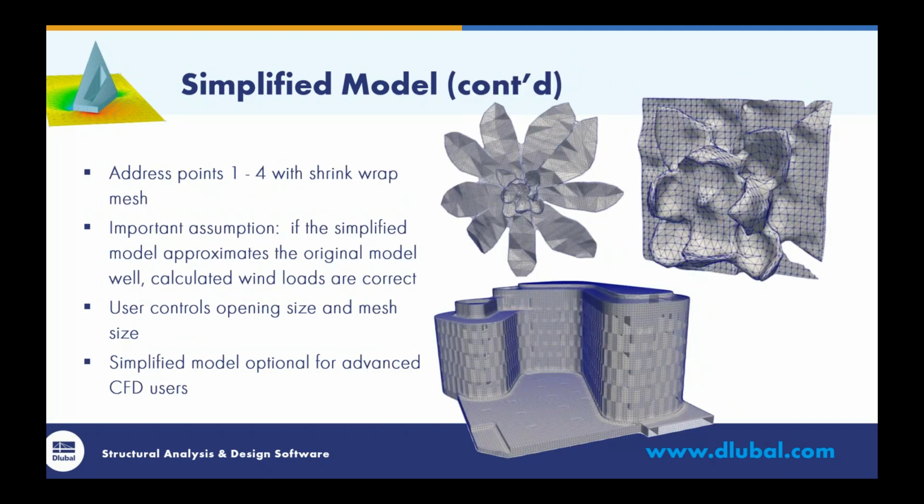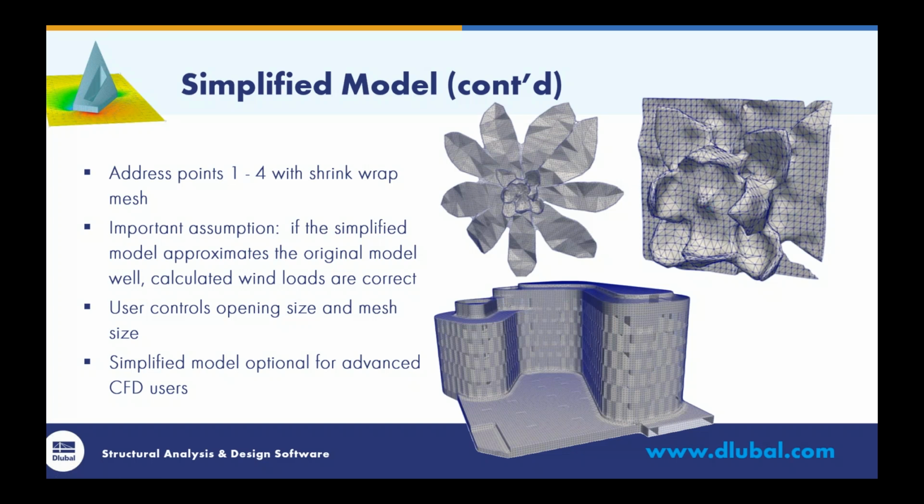So within our wind, we're going to address each one of those points, 1 through 4, with that shrink wrap. Again, I mentioned that we're going to eliminate details that are not important, and we can see that with the same 2 flower models on the right. We've now eliminated the detail at the center of the model, but yet this isn't going to affect the CFD analysis and overall wind loads enough to matter. So by simplifying, we can decrease the overall mesh.